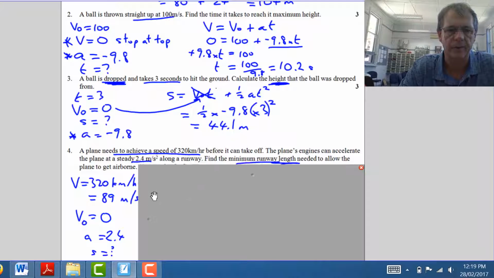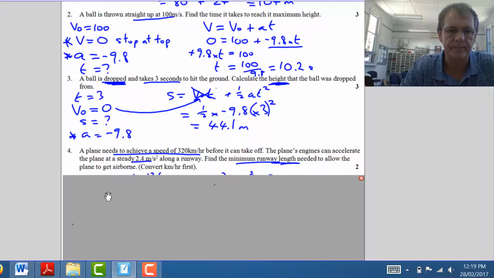All right, the last one is the plane one. Planes need to achieve a speed of 320 kilometres an hour. That's the speed it's going to finish with, which is v on its own. They can't have it in kilometres per hour, so you must convert to metres per second before you start.